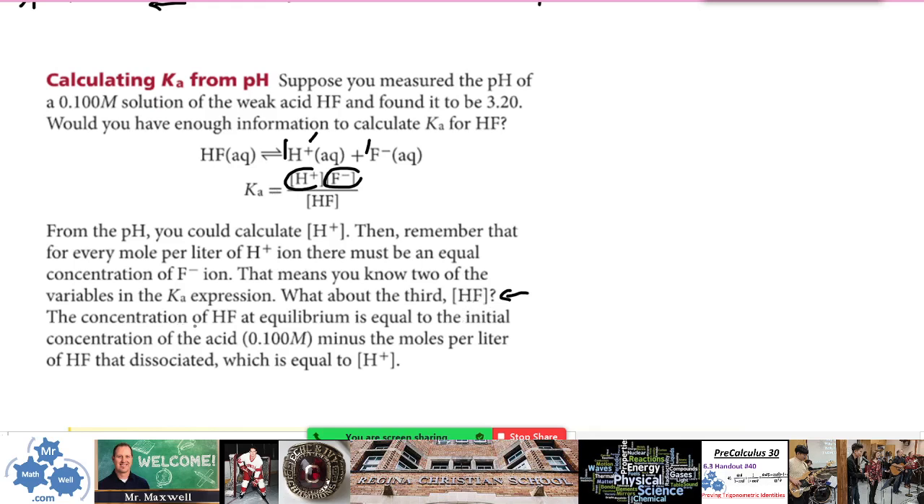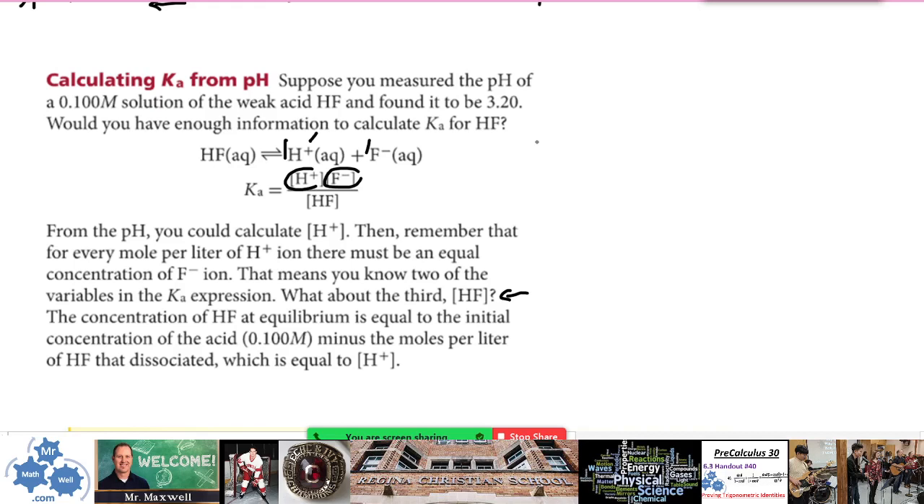The concentration of HF at equilibrium is equal to the initial concentration of the acid minus the moles per liter of HF that dissociated. Okay, so if you remember doing ICE charts with equilibrium, because Ka is kind of like equilibrium, this is sort of like the ICE charts, right?